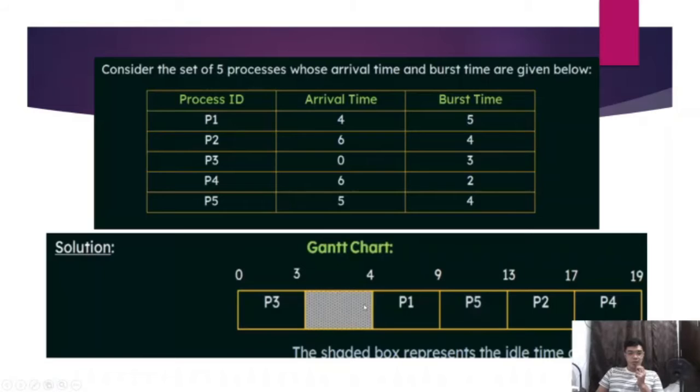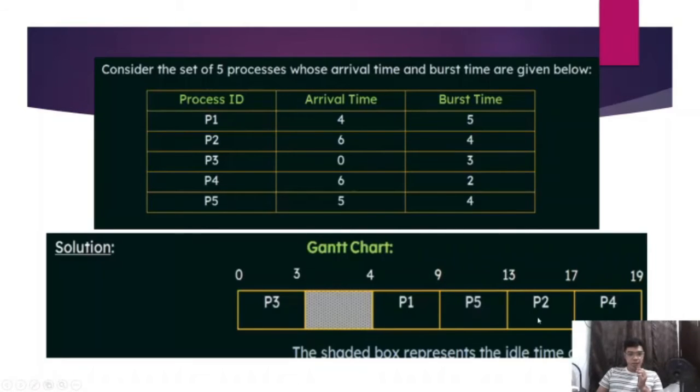So let's go to P1. The arrival time of P1 is 4, and the burst time is 5. That's why we have 9 here, because 4 plus 5 is 9. And then the third one is P5, which has an arrival time of 5 and a burst time or completion time of 4. So 9 plus 4 is 13.